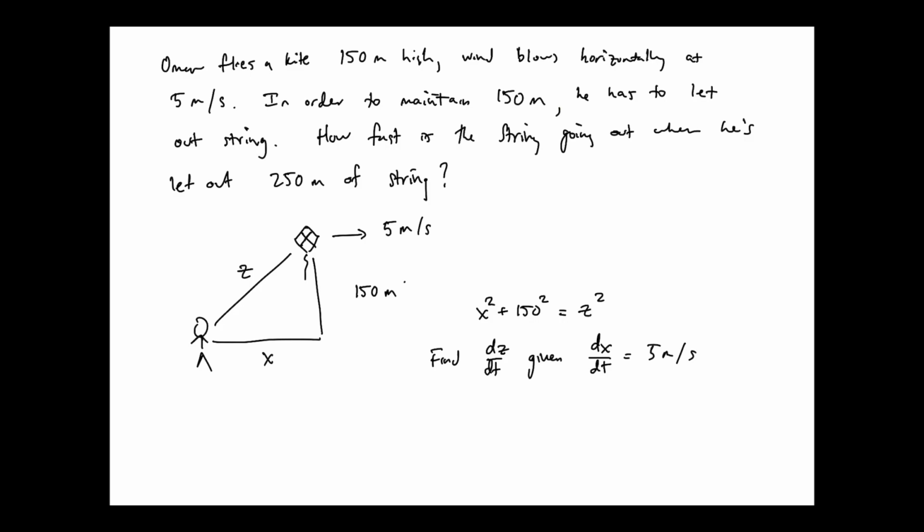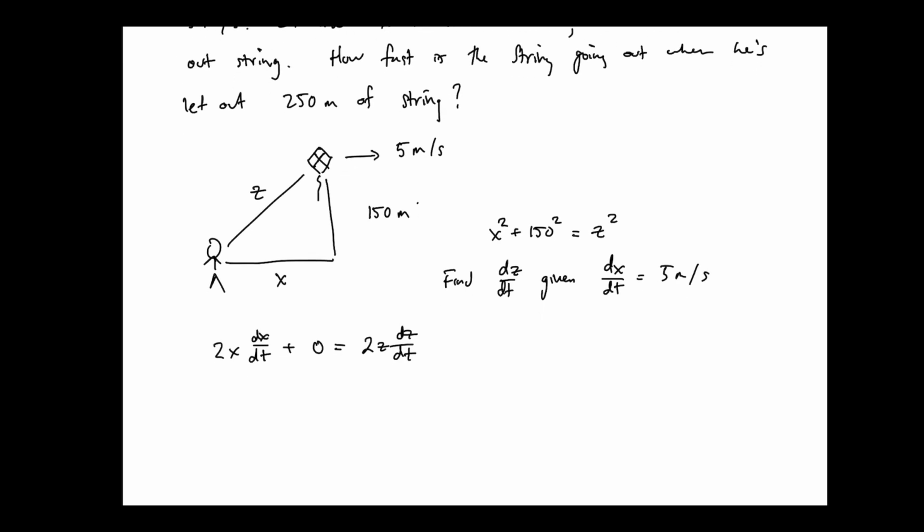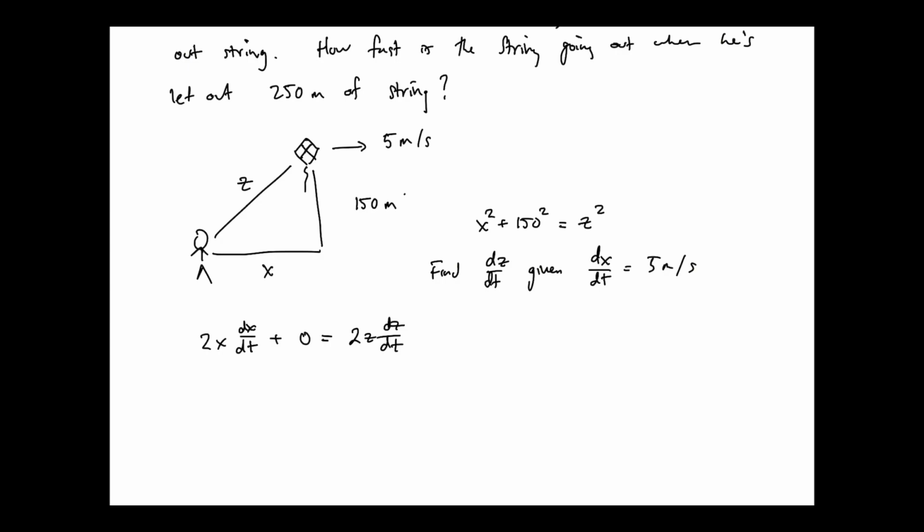All right, so 2x dx/dt plus 0 equals 2z dz/dt. Of course, the 0 because the 150 is constant. Okay, so we're trying to find dz/dt, right? Do we know dz/dt? No, and that's okay because that's what we're trying to find. Do we know z at the moment in question? Yes, and what is it? 250. That's how much string he's let out.